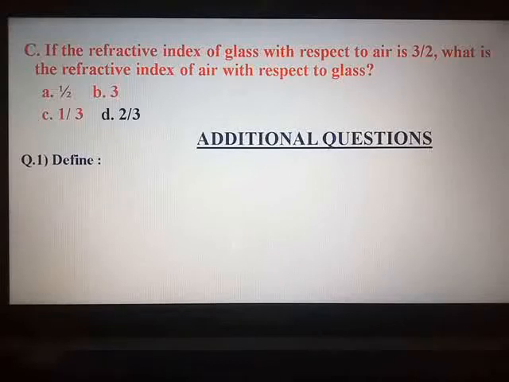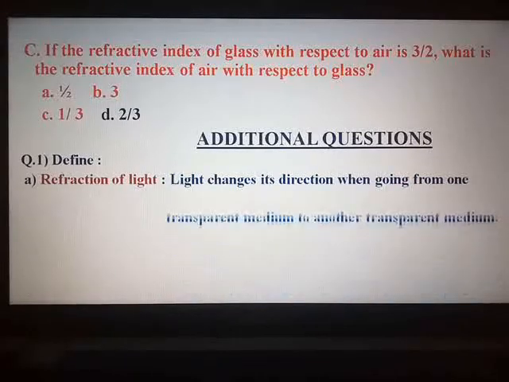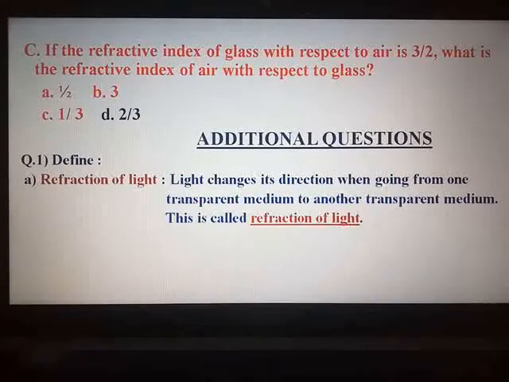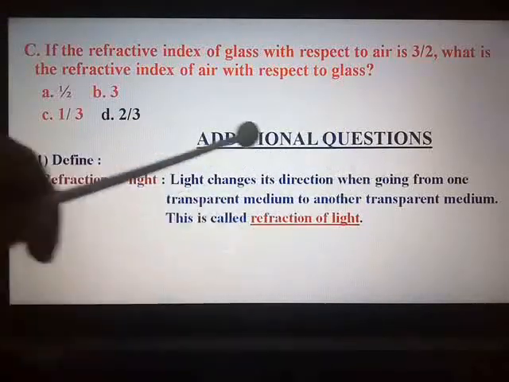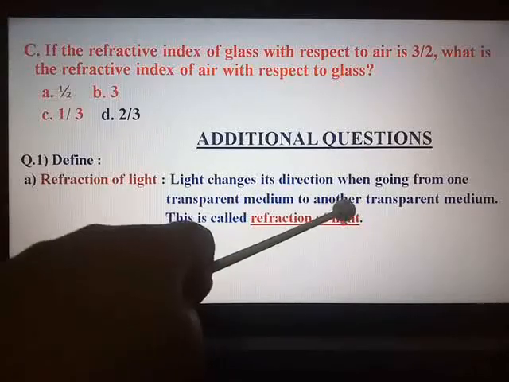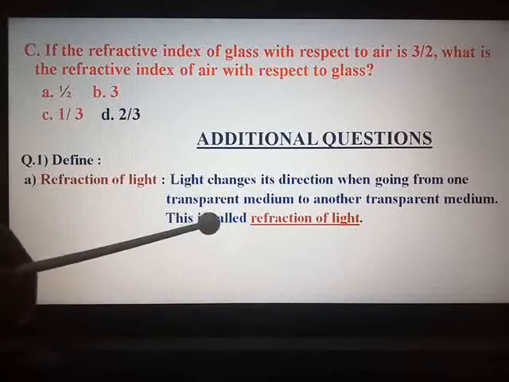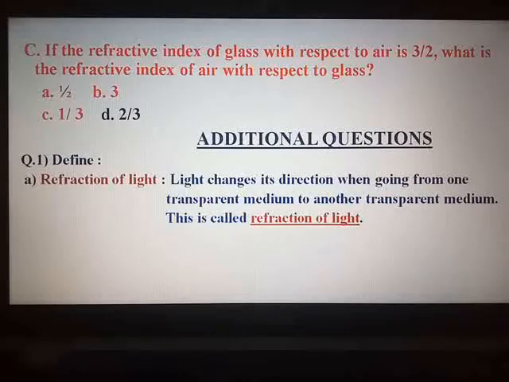So the first is refraction of light. The definition is on page number 73. Mark it carefully. First define is 1a, refraction of light. Page number 73, you can see the definition in bold black font in your textbook. Light changes its direction when going from one transparent medium to another transparent medium. This is called refraction of light.